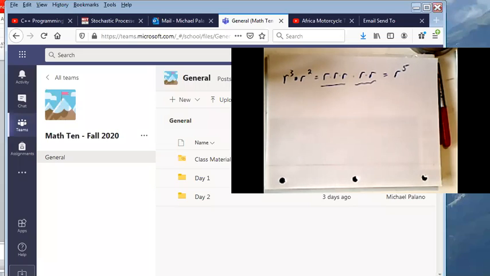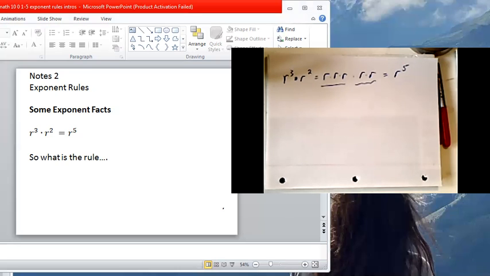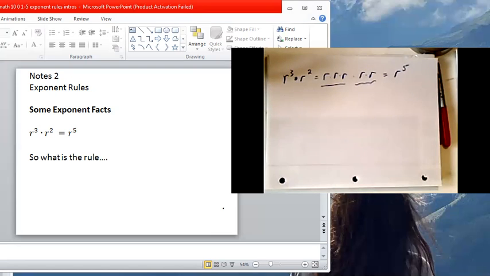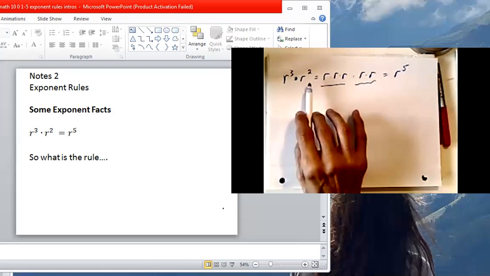So what would the rule be? What rule could we use that would allow us to connect the 3 and the 2 with the 5 that we get there at the end? You're not going to tell me, keeping it a secret?